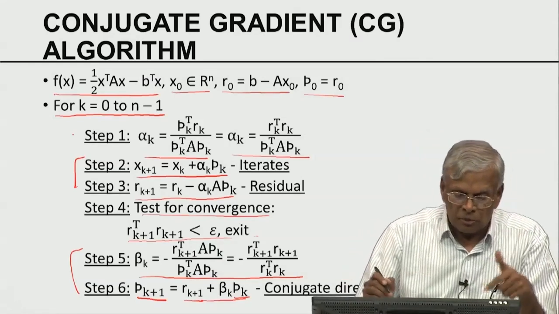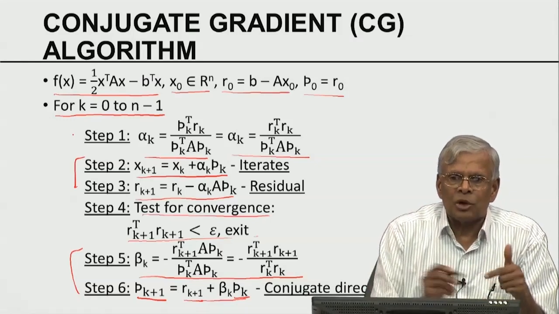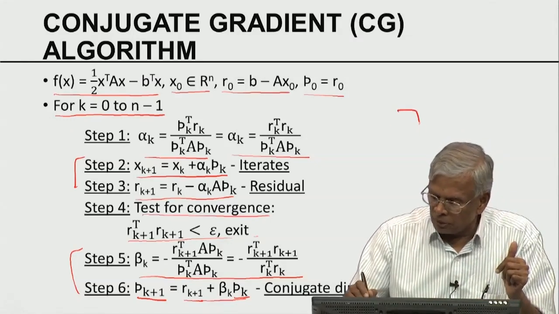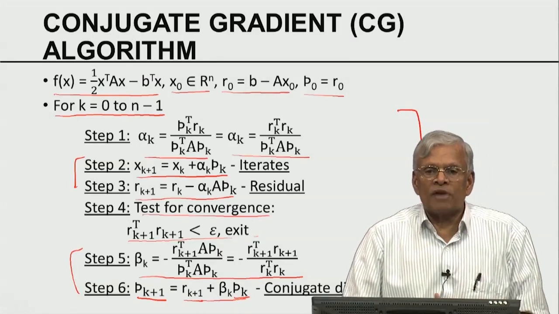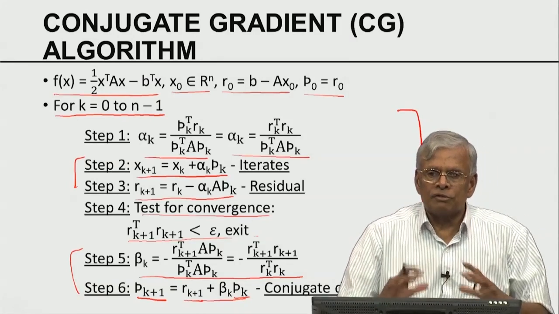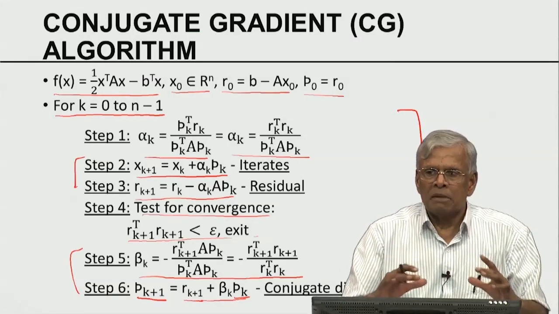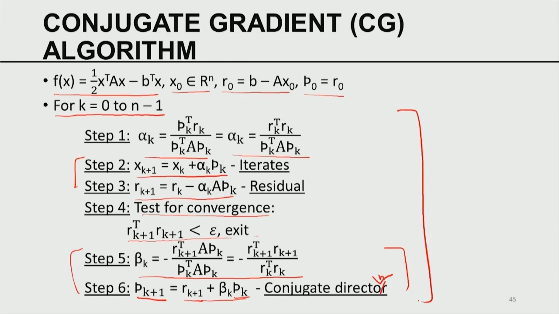The overall iteration is repeated no more than n times, 0 to n minus 1. So if the computer is such that there is no round off errors, this gives you a framework to be able to minimize in n steps. The advantage of this framework is that you need not be given a priori a set of conjugate directions. I can build the conjugate directions iteratively as I proceed. So this ability to integrate the search and the building of the conjugate directions together simultaneously in this process is the power of the idea behind the conjugate gradient algorithm.